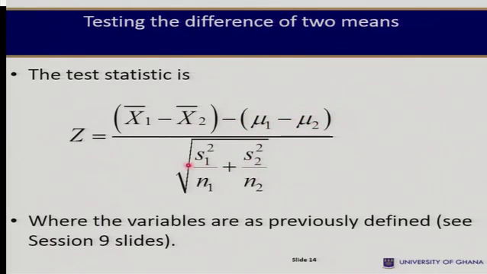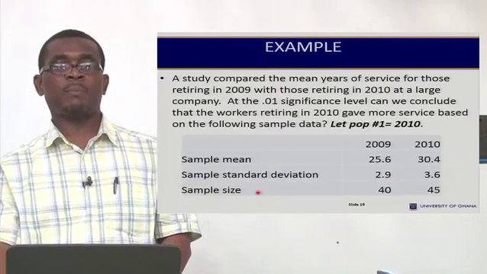And then the denominator is this formula, where S1 squared is the sample variance from the first sample, and then S2 squared is the variance from the second sample. N1 is the sample size 1, and then N2 is sample size 2. Now, the definitions are not here because we previously discussed them, and if you see session 9 slides, you'll see the definitions. So let's take an example.